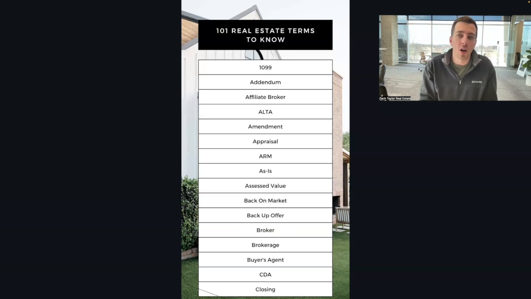So today I want to cover 101 real estate terms you need to know as a real estate agent. It's actually a couple terms more than 101, I just lost count, but these are things that you should know either as a brand new agent, an experienced agent, or you just need a refresher.